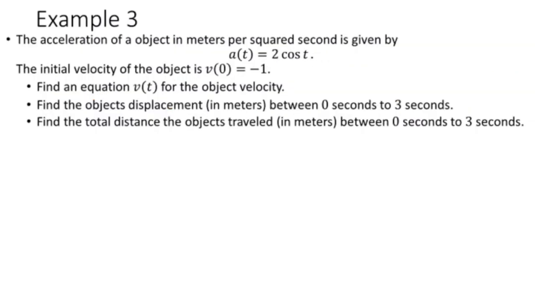In the next example, we're given that the acceleration of an object in meters per second squared is given by a of t equals 2 cosine of t. The initial velocity of the object is v of 0 equals negative 1. We want to find an equation v of t of the object's velocity.